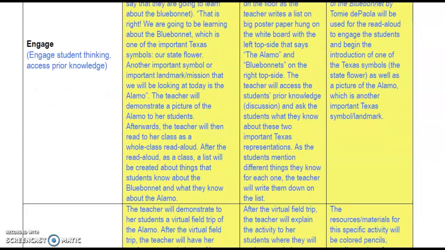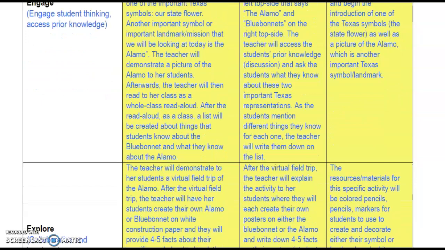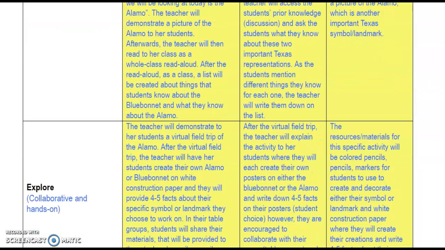And then I'm also going to be showing the students a picture of the Alamo and access students' prior knowledge by creating a list of the bluebonnet and the Alamo, and I will be calling on students for anything they know about either the bluebonnet or the Alamo.